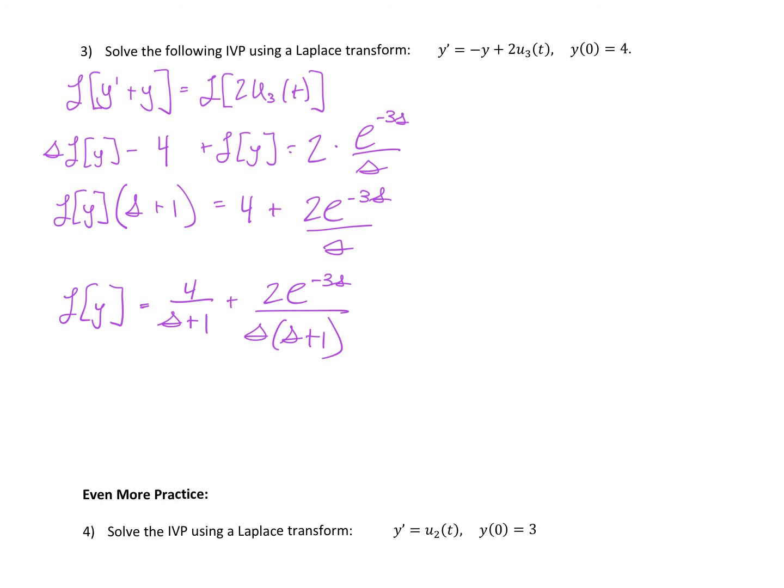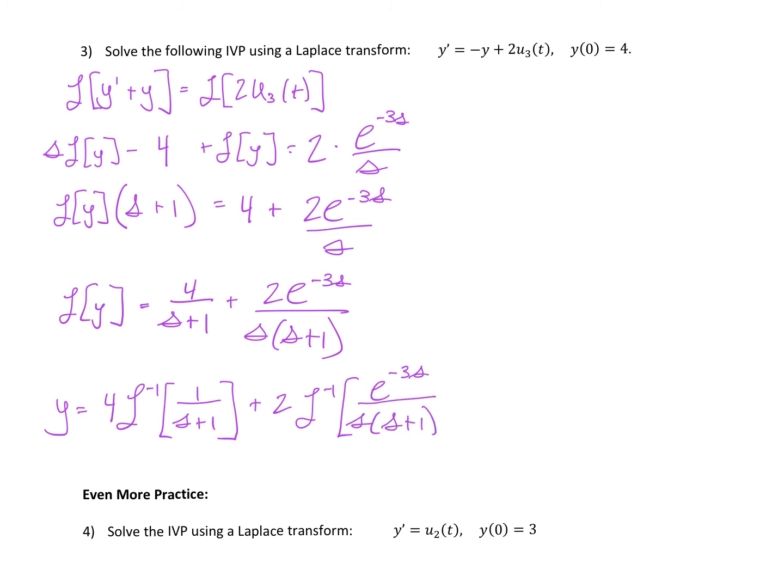Now I know what the Laplace of y is, I want to know what y is. So I take the inverse Laplace of both sides. So y is going to be 4 times the inverse Laplace of 1 over s plus 1 plus 2 times the inverse Laplace of e to the negative 3s over s times s plus 1.